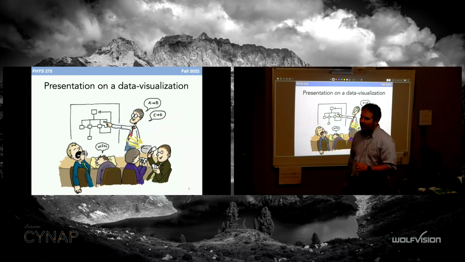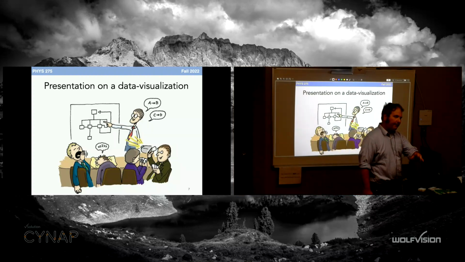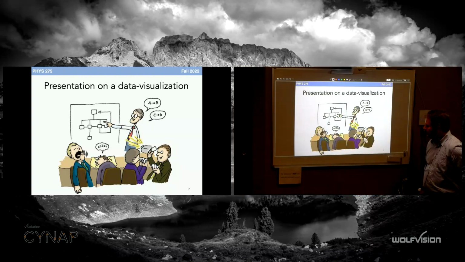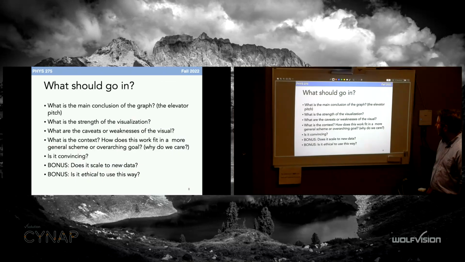I want to reiterate what I said on Friday, and I want to have it on the record, so here it is, recorded for this class. The presentation for the midterm, right? This is something for you to check on. So what should go in? The main conclusion of your visualization. What's the strength? What's the caveat? So: conclusion, strength, caveat, context. I could have boldfaced those.